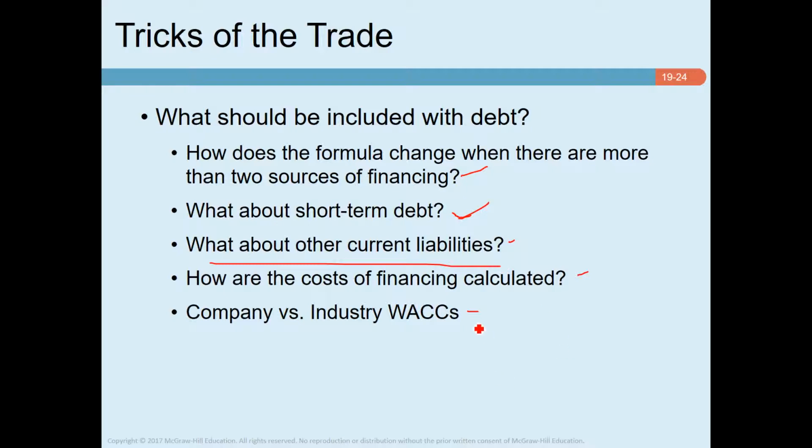And last of all is the company versus industry weighted average cost of capital. Sometimes you want to know what your company's weighted average cost of capital is, yet industry weighted average cost of capital is sometimes useful, so that you can compare whether your company is raising funds at a higher or lower cost than the industry averages.